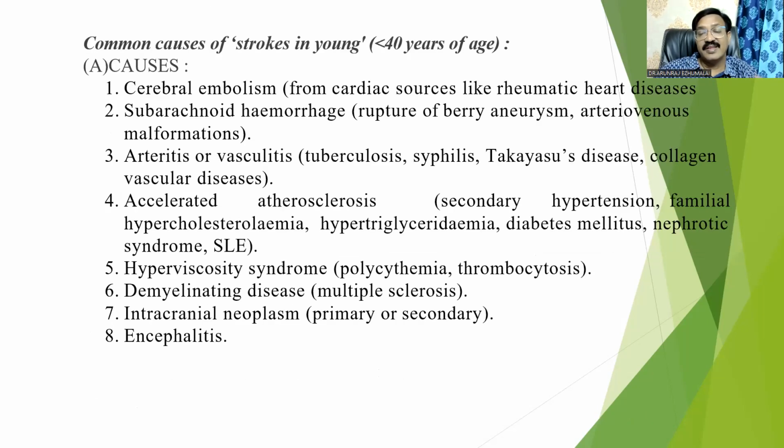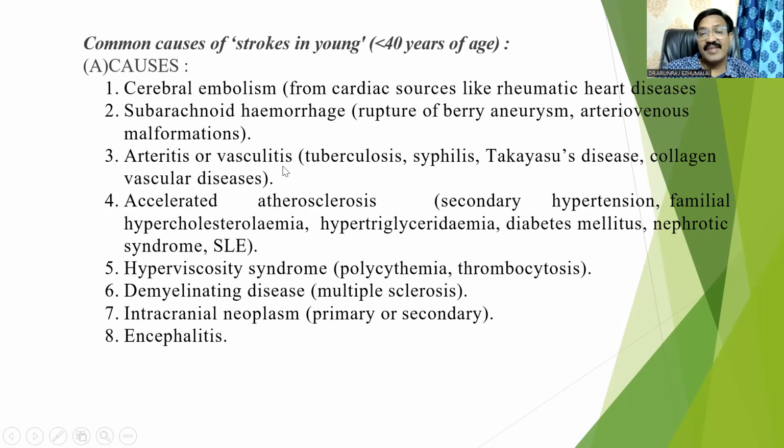When the patient is less than 40 years of age, these are the various important causes: cerebral embolism, cardiac sources, OCP pills, subarachnoid hemorrhage, rupture of a berry aneurysm. Because when the patient is a young stroke, you may be asked about the probable etiologies. So try to keep this in mind and tell them.